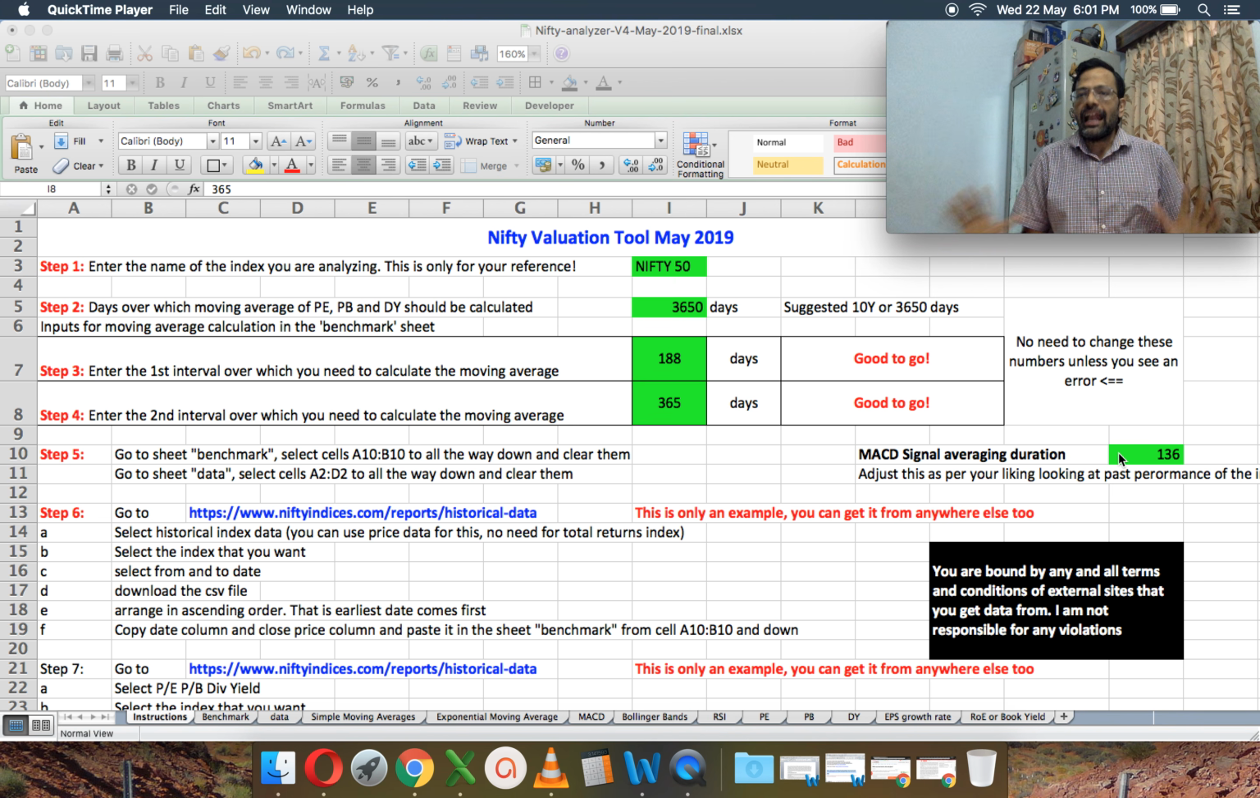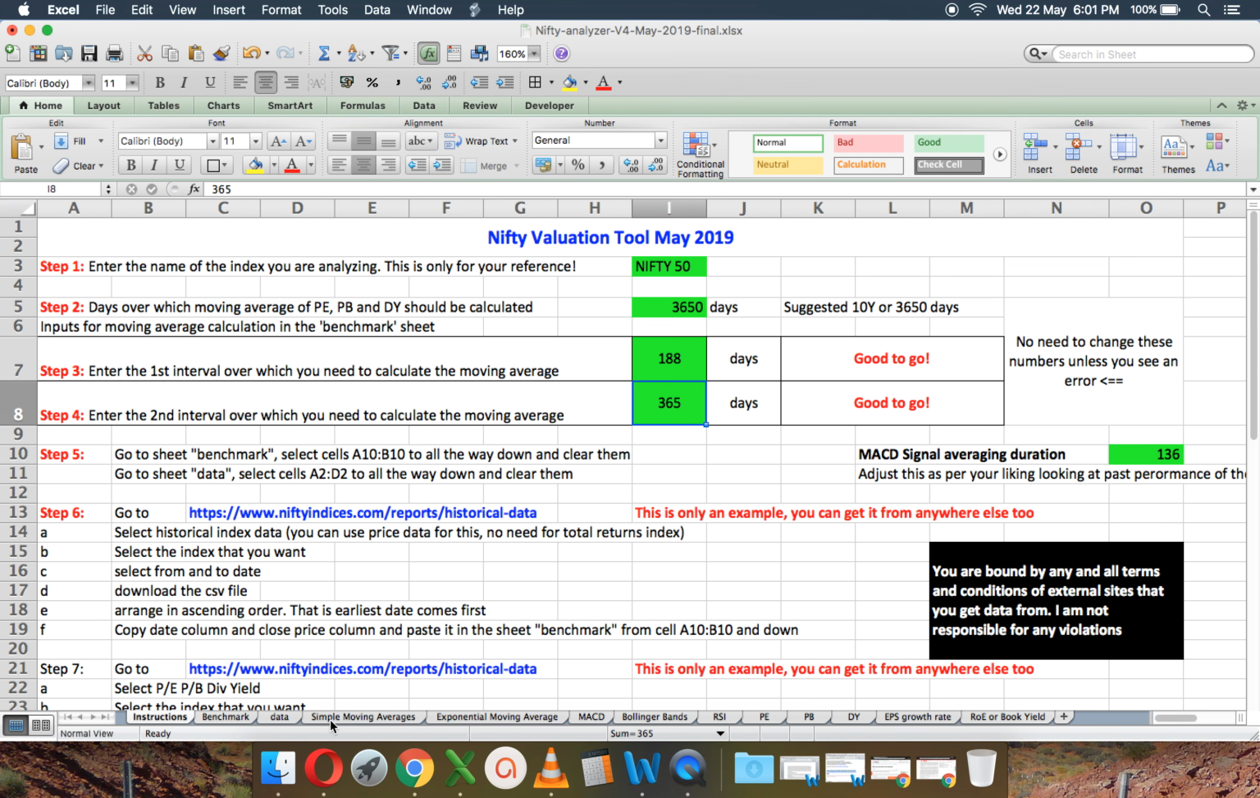So what's the main aim of this sheet? The main aim is to look at market valuation using different types of indicators. Look at it in terms of price to earnings, look at it in terms of trend, that is the moving averages, look at it in terms of momentum or volatility using the Bollinger Bands, and also something known as the relative strength index. So let's get to it one by one.